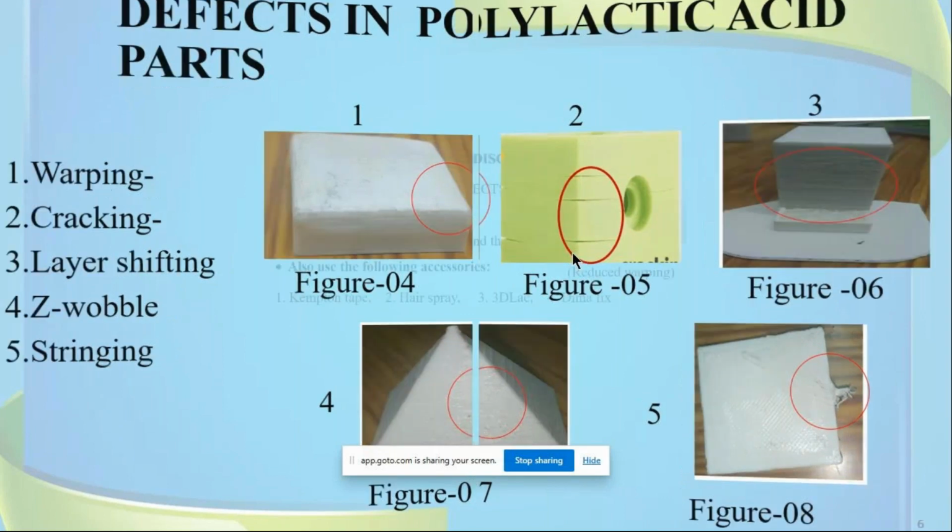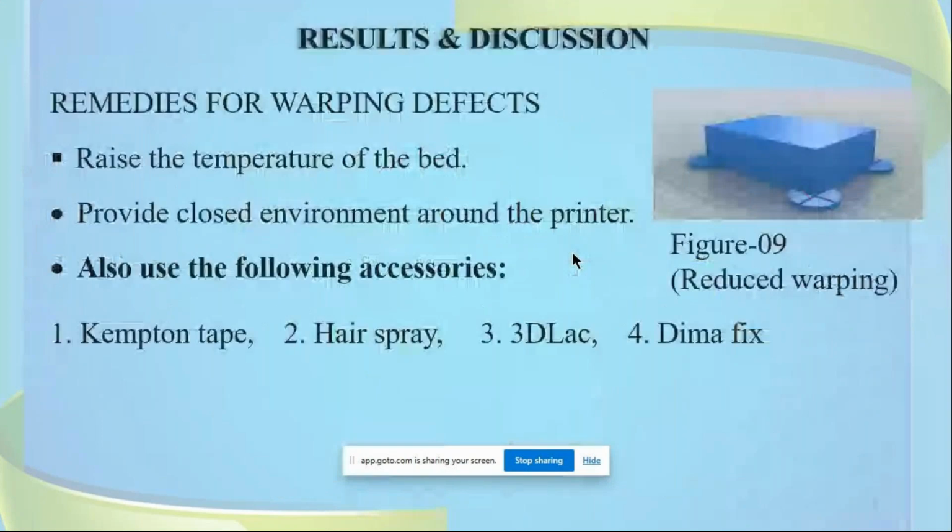So now, the results of our work: remedies for warping defects. As you can see here, by raising the temperature of the bed, we can improve the quality of the product by reducing the warping defect. And by providing a closed chamber, because PLA parts have no required closed chamber, but when we work on an FDM 3D printer for producing PLA parts, we have to use a closed environment around the printer to improve the quality of the product.